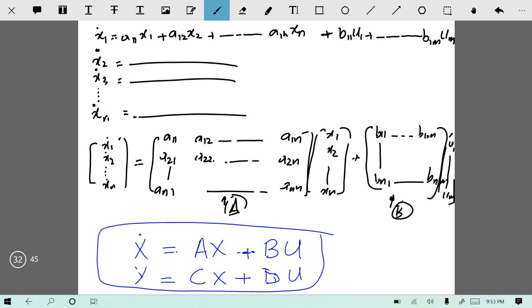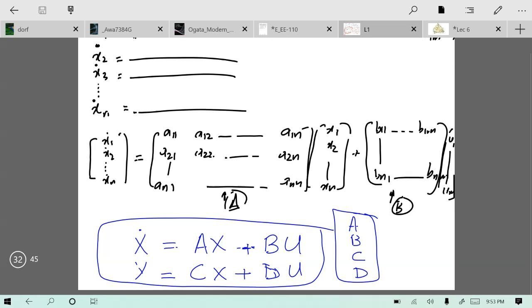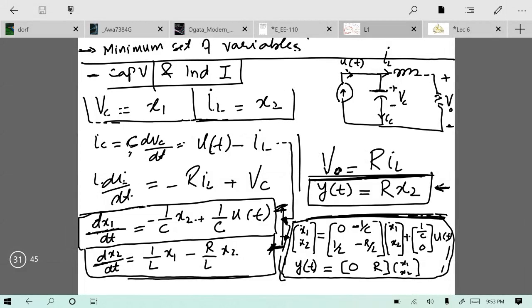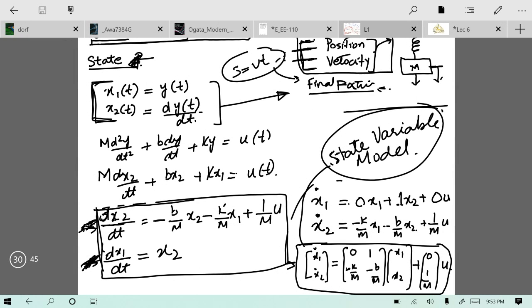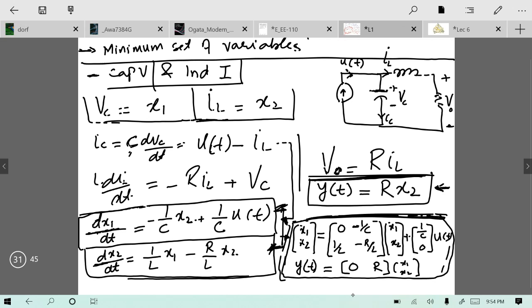So now whenever someone asks you to find a state variable model of a given system, he is actually asking you to tell him what are the A, B, C, and D matrices. So A, B, C, and D matrices actually define your state variable model. You can find this here. Here the A matrix is this, B matrix is this, C matrix is this, and D matrix is a null matrix.